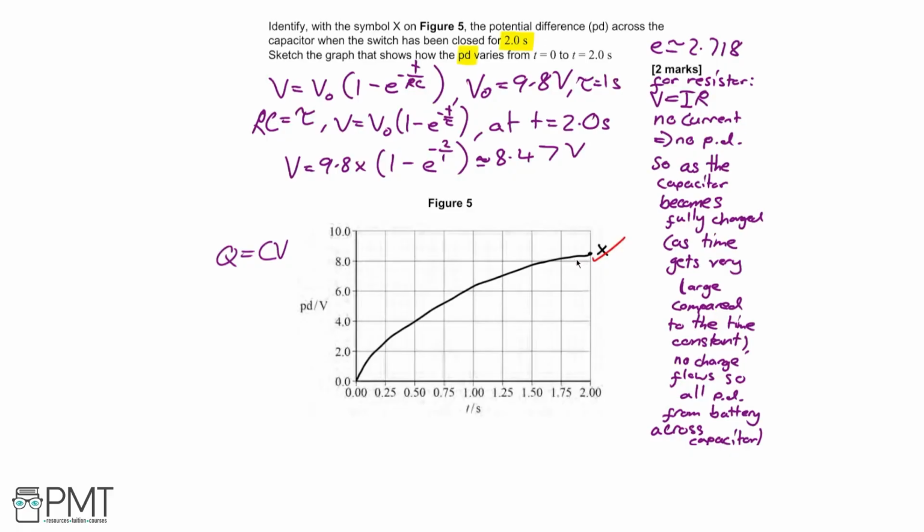Note that we can't have the gradient of this graph being horizontal at 2 seconds, because this is only two time constants. Therefore, the capacitor won't have finished charging yet. And we can see that from our value of the voltage. It's 8.47 as opposed to 9.8, which would be the final voltage that we'd expect if the capacitor had pretty much finished charging. Therefore, a flat gradient here won't get you the mark. So 1 mark for the point and 1 mark for a correct graph.